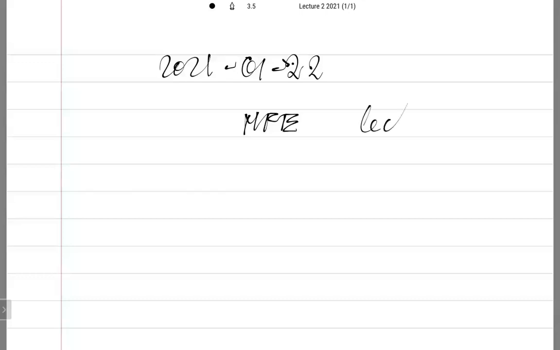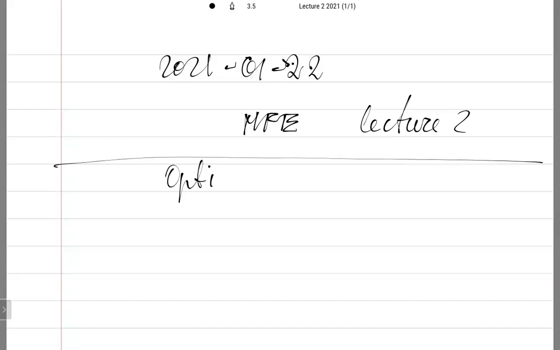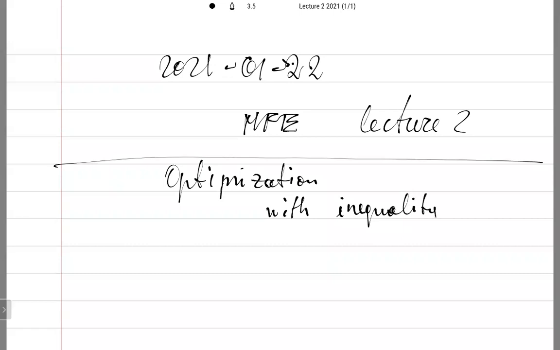Okay, so we have lecture 2. Today we will start optimization with inequalities. So the main topic is optimization with inequality constraints. Today we will cover this problem from an intuitive and algorithmic point of view. So there will be no proofs today.